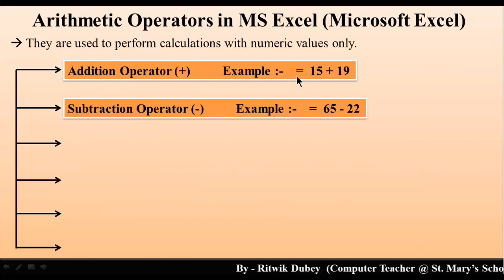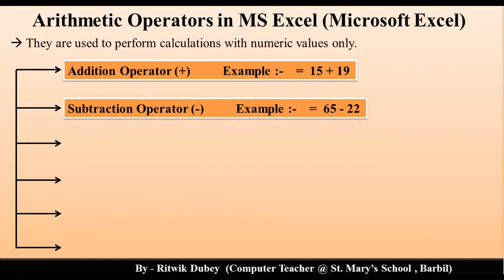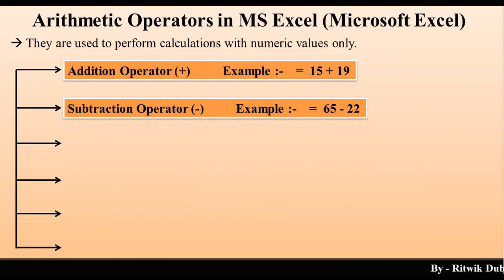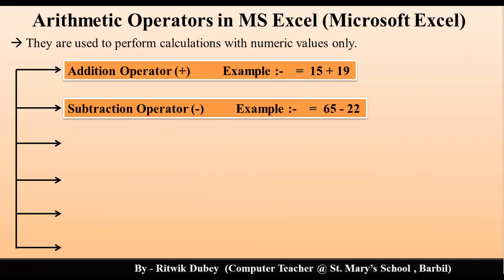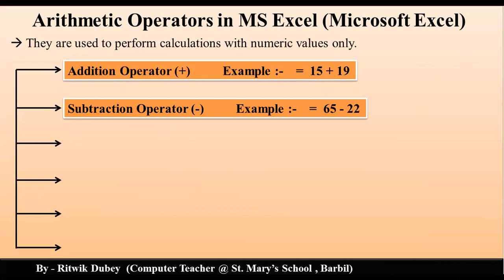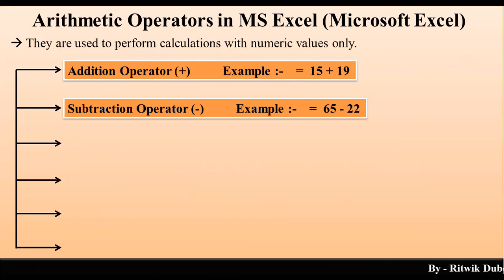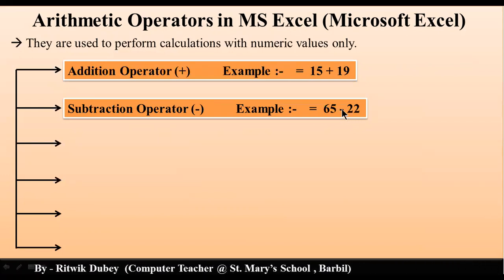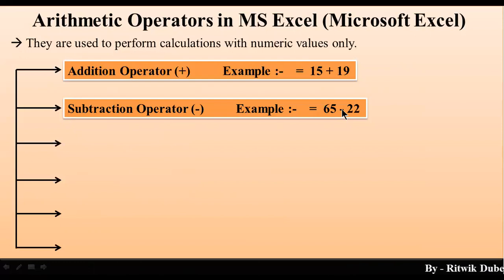Clear? Then the second one is the subtraction operator. Example is 65 minus 22. So in this case, 65 and 22 are the operands. What is the spelling of operand? O-P-E-R-A-N-D-S, operands. Over these two operands, which operator is operating? The minus operator, or we can say the subtraction operator.